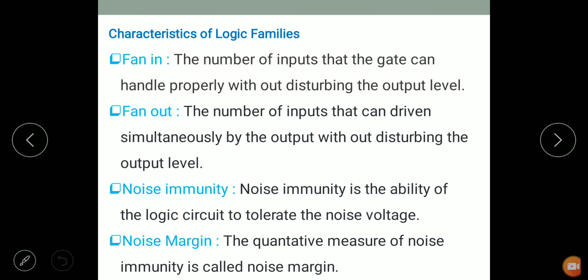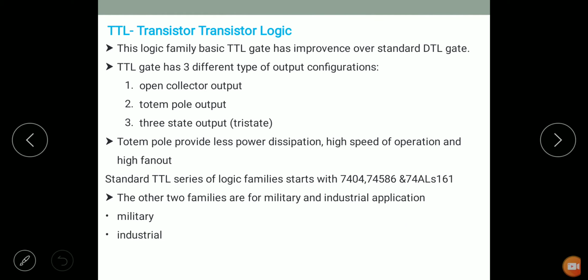Before going to the characteristics of logic families, first we have to go for the logic families. Various digital ICs available in the market belong to various types. These types are known as families. Based on the components and devices internally used, the digital IC families are named as RTL, that is resistor transistor logic, TTL, transistor transistor logic, DTL, that is diode transistor logic, and CMOS, that is complementary MOS.